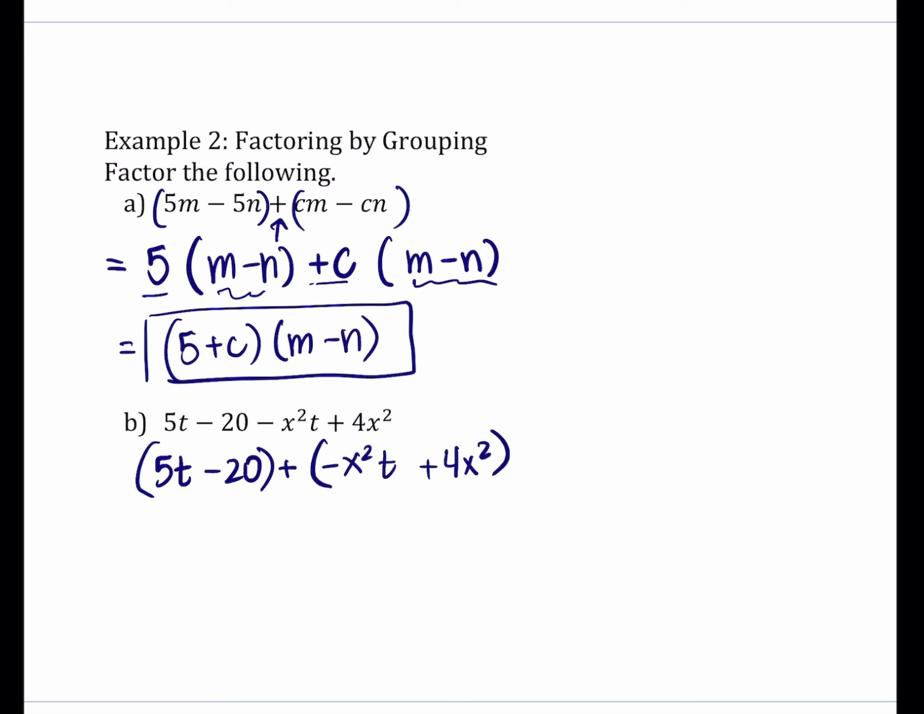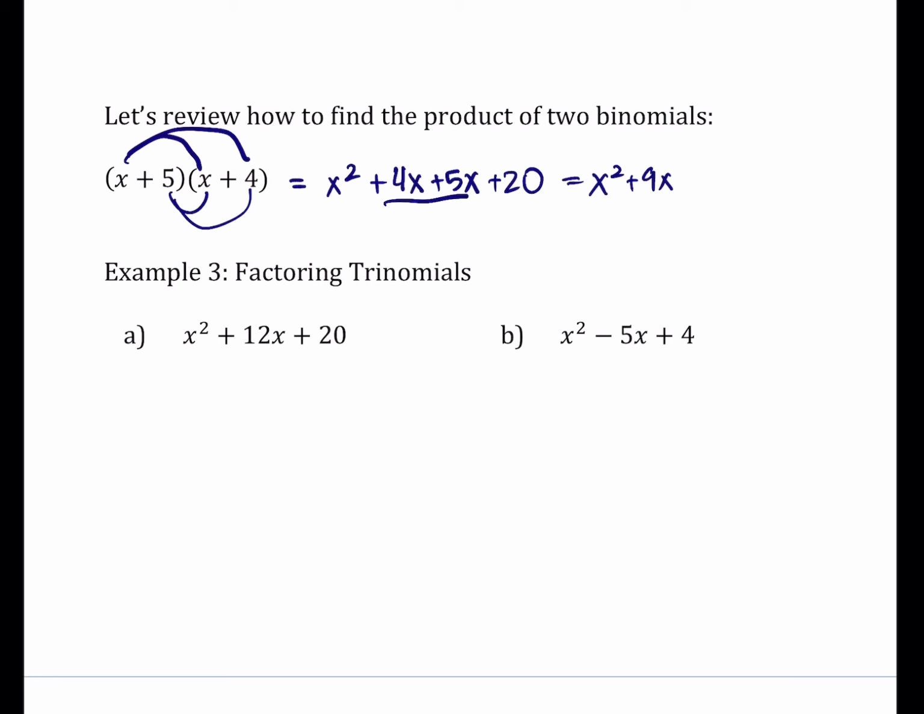So we already know when we're multiplying binomials, what we're going to do is FOIL, right? We take the first terms, then the outside, the inside, and the last term. So it's going to come out to x squared plus 4x plus 5x plus 20. Combining like terms, I'm left with x squared plus 9x plus 20. You'll notice that multiplying two binomials, I'm left with a trinomial there, right?